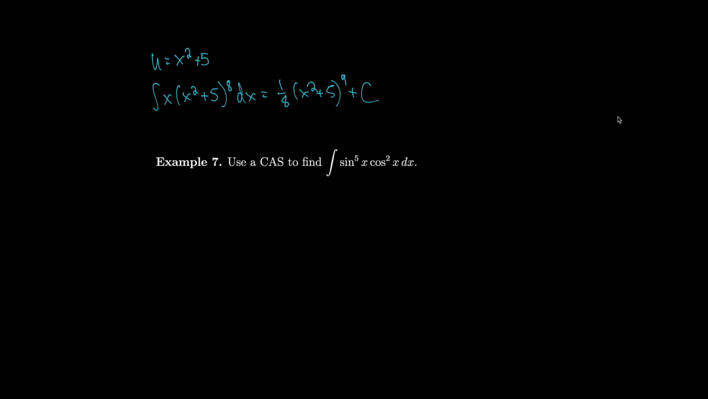Let's use a CAS to find this integral now. So I think we did this integral already in section 7.2. We saw that it equals, well, if we take sine to the 5th, cosine squared, it equals minus 1/3 cosine cubed plus 2/5 cosine to the 5th minus 1/7 cosine to the 7th plus c. So let's see if we get the same thing from our CAS.